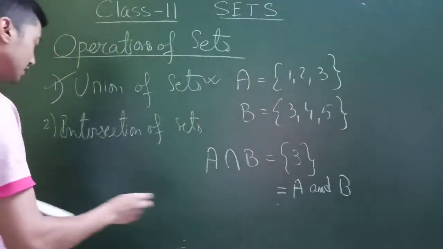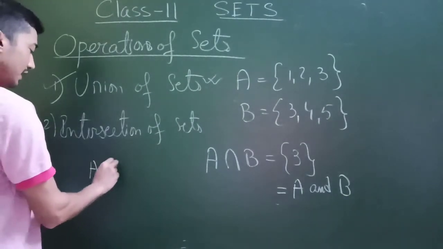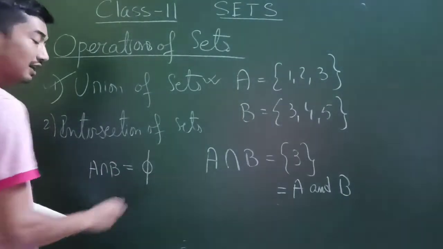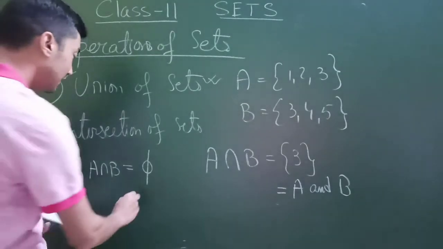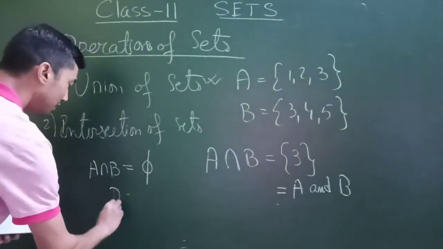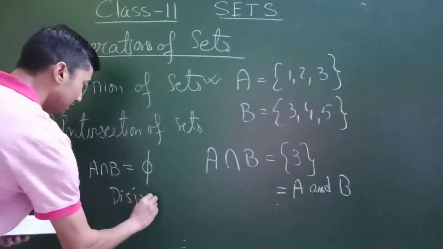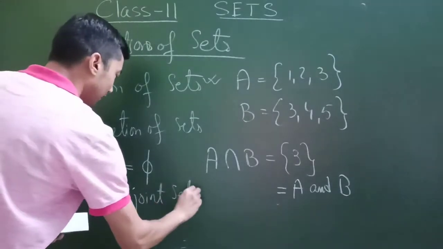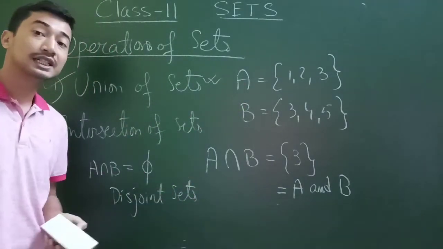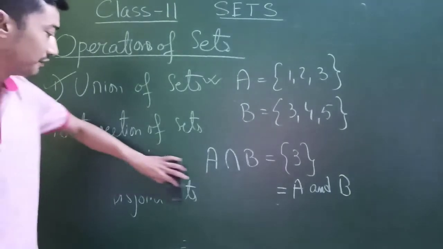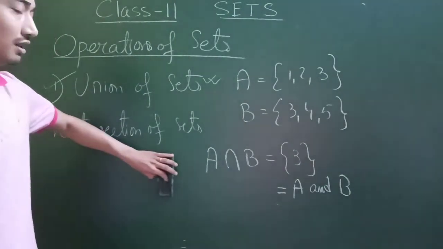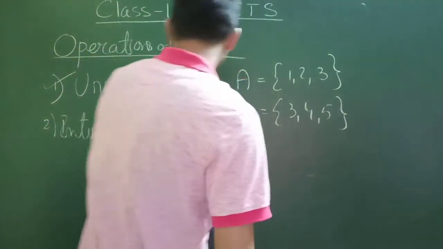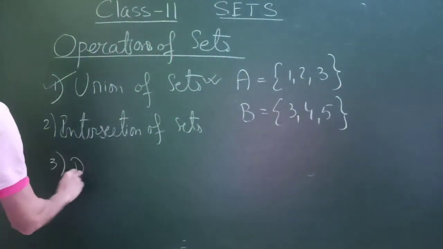Of course, there's one condition: if A intersection B is a null set, you remember the null set, then these two sets A and B will simply be called disjoint sets. Very simple. Disjoint means they have nothing in common. Okay, disjoint sets. Done. Simple, isn't it? Then the third one, difference of sets.